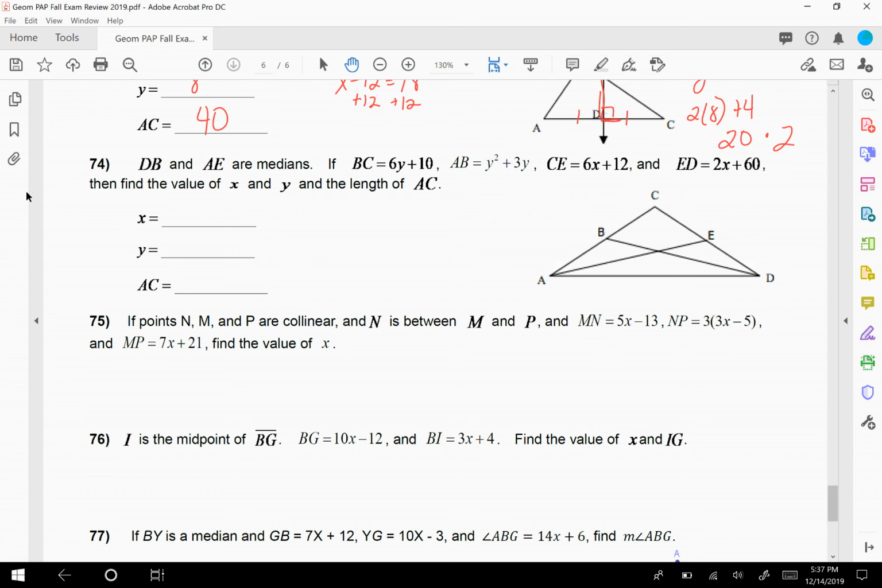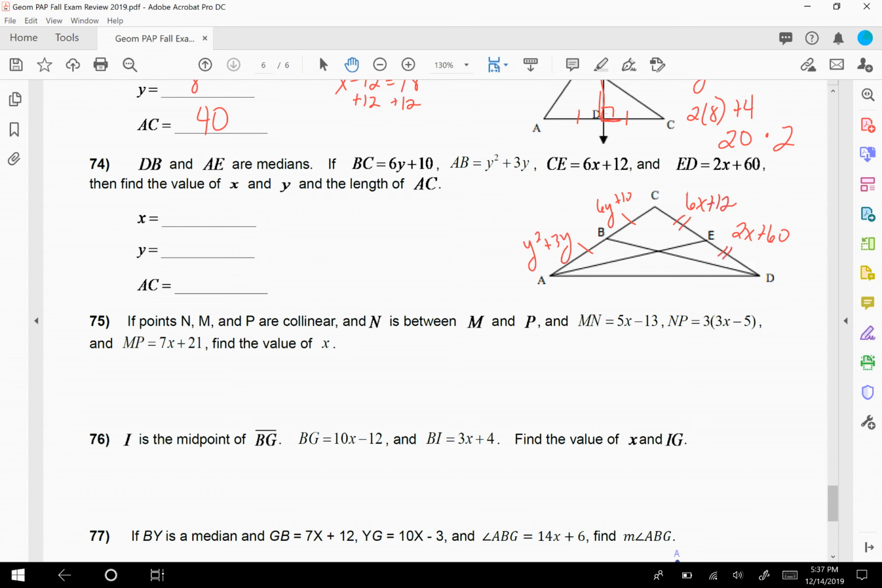Okay, it says DB and AE are medians. So that means that they're cutting their respective sides in half. BC is 6y plus 10. CE is 6x plus 12. And I missed here, AB is y squared plus 3y. And ED is 2x plus 60. We have to find x, y, and then the value of AC.